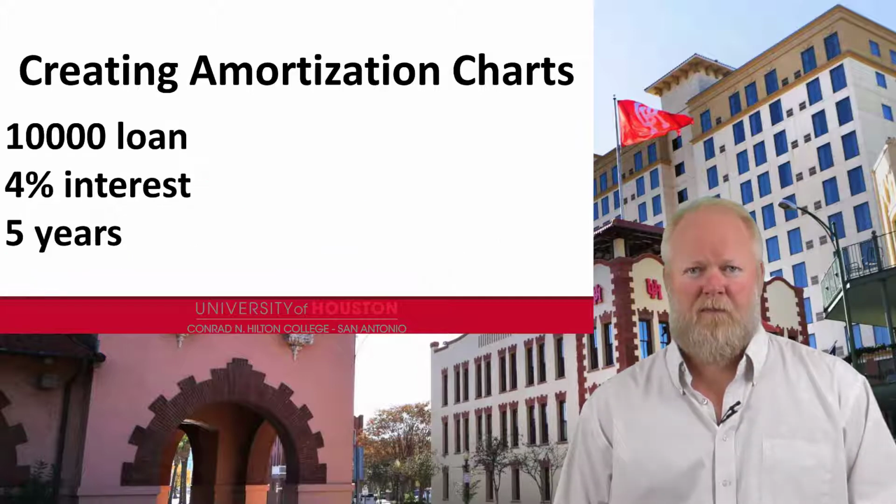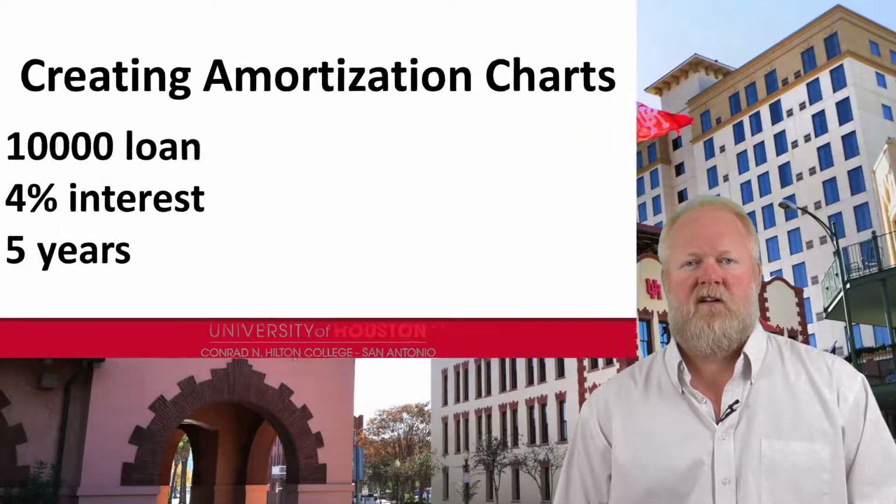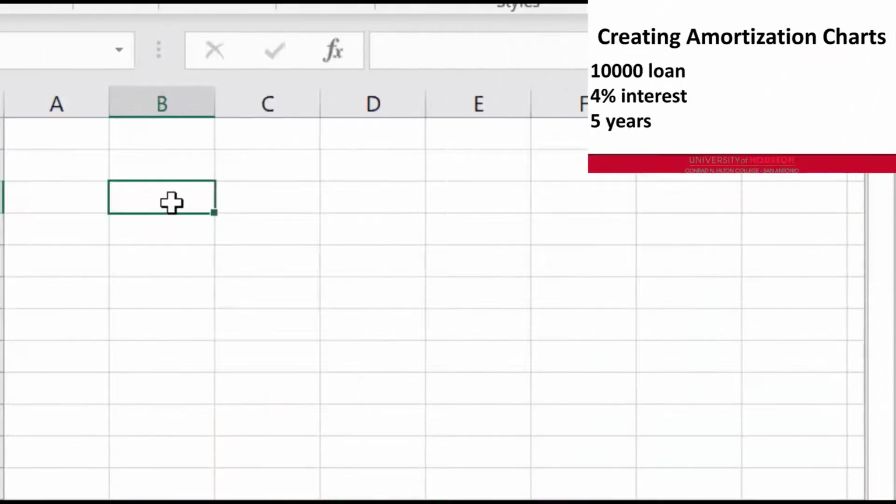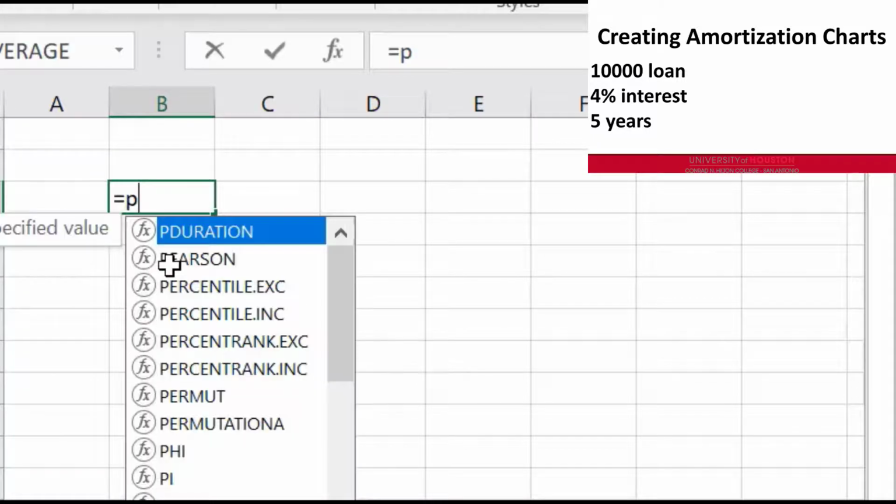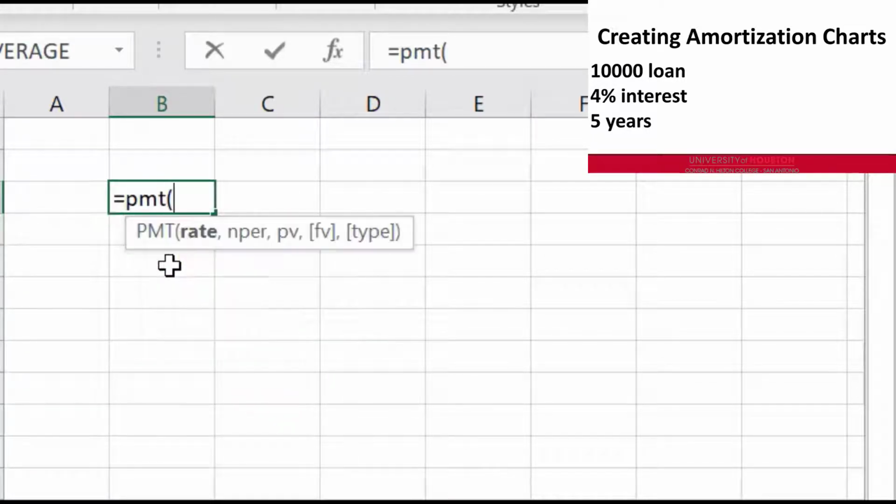Here's an example. I take out a $10,000 loan at 4% interest, and I need to pay it back in 5 years. To calculate the payment, I'm going to use the equals PMT function. Open parentheses. It asks me for the rate, which is 4%. It asks me for the number of periods, which is 5.